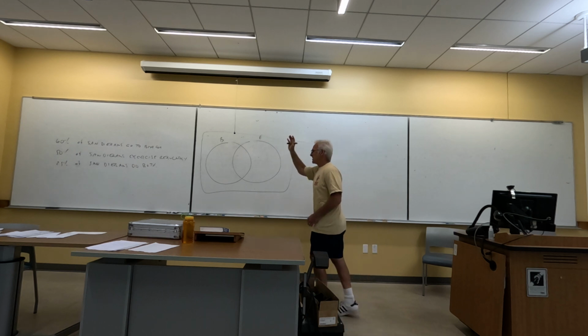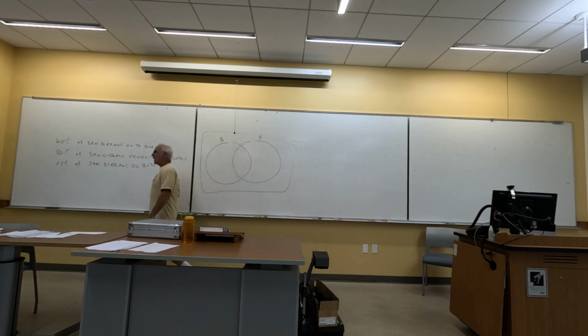So when I say 60% of San Diegans go to the beach, if I grabbed a San Diegan at random, what is the probability they go to the beach? 0.6. You wouldn't say 60%, you'd say 0.6. That's exactly how you interpret that.